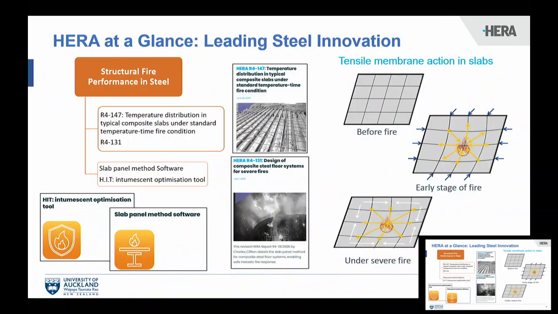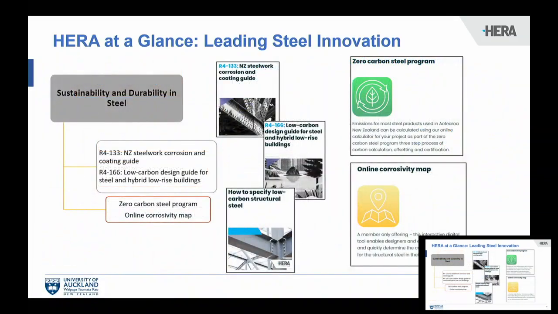For this method, we have the design standard and the slab panel method software, and the HEAT one was launched recently for the optimization of the intumescent. For sustainability and durability, we have a couple of design standards and software. We have the Zero Carbon program that was launched recently and helped the New Zealand steel industry to cut the embodied carbon of their projects. And we also have an online corrosivity map that can help engineers to determine the corrosion classification of the project.